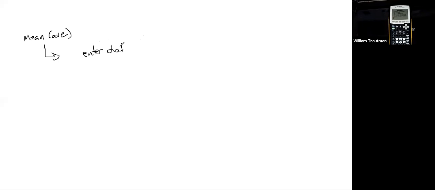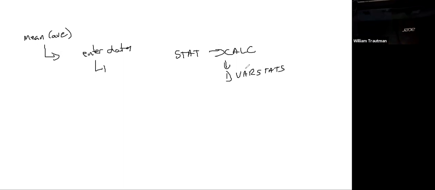Enter data into L1, then hit stat, arrow over to calculate, go down to number 1, 1-Var Stats. Stat, calculate, 1-Var Stats. Then it should say list. You should be in L1. It should say frequency list. Should be blank. And then calculate. Go here and hit enter.